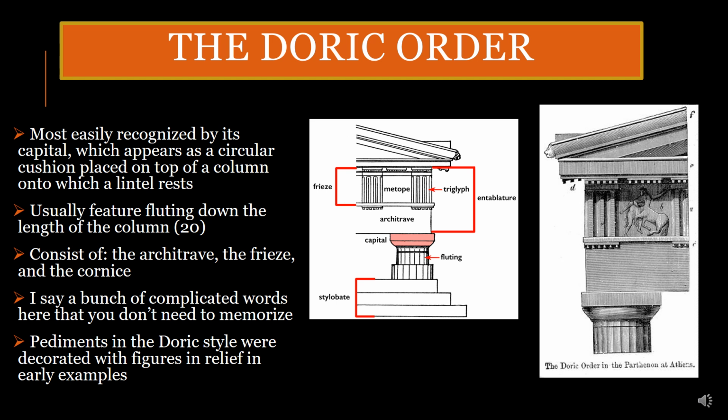The triglyphs have three vertical grooves, similar to columnar fluting, and below them are guttae, small strips that appear to connect the triglyphs to the architrave below. The triglyphs are located above the center of each capital and the center of each lintel. Pediments in the Doric style were decorated with figures in relief in early examples. However, by the time the sculptures on the Parthenon were created, many pediment decorations were freestanding.